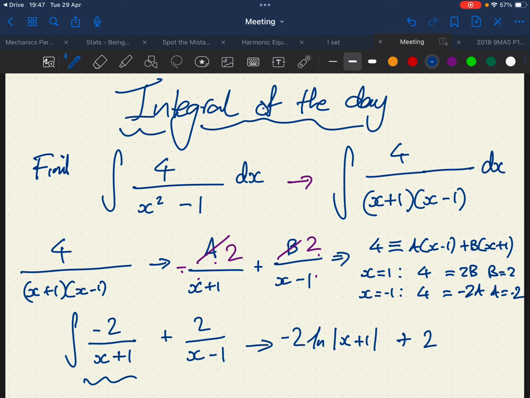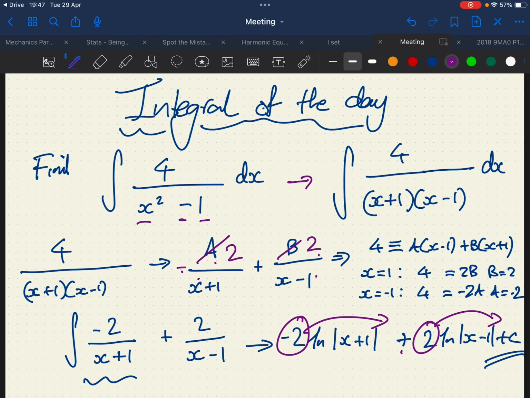Okay, so you could do 2 natural log of x minus 1 plus c as your answer. Notice that I am assuming for this that you don't need to do any extra manipulation, because there is a way that you can move your powers up here, and because of the addition rule, you would be able to combine the logs.